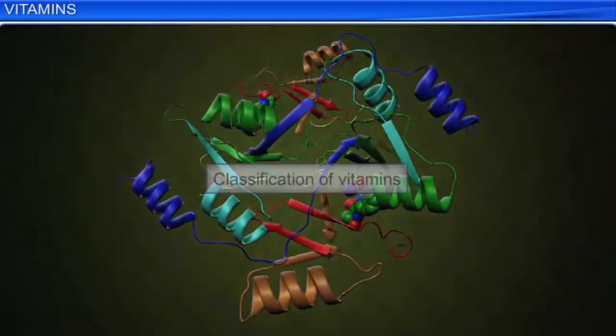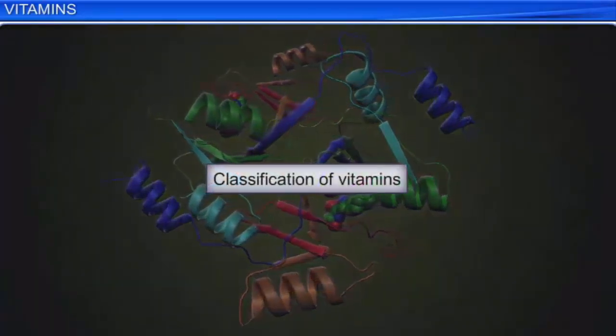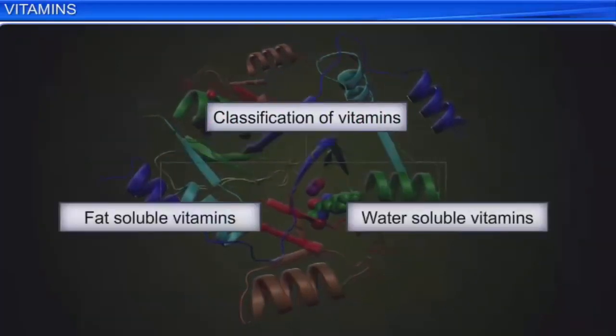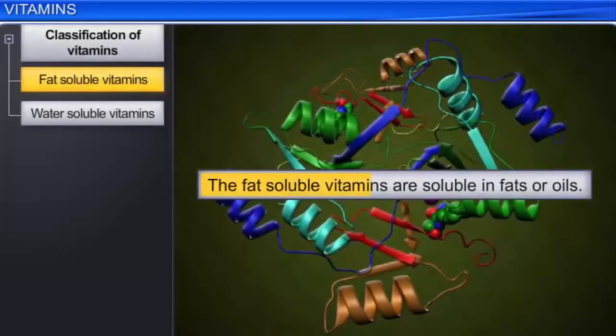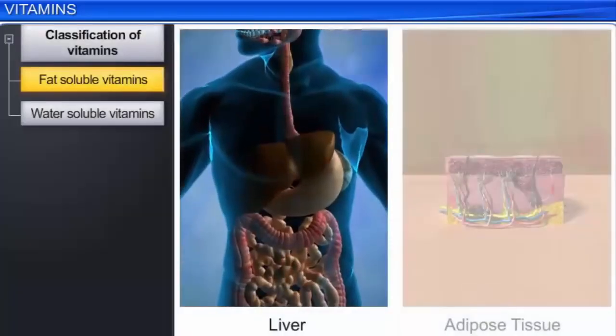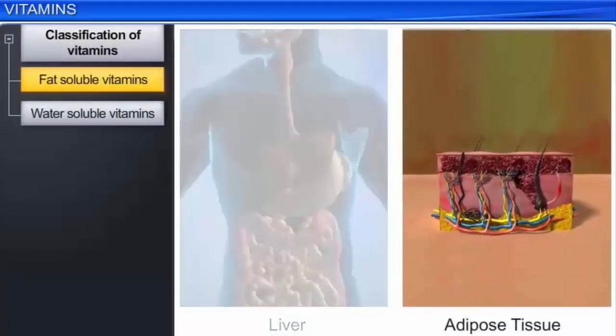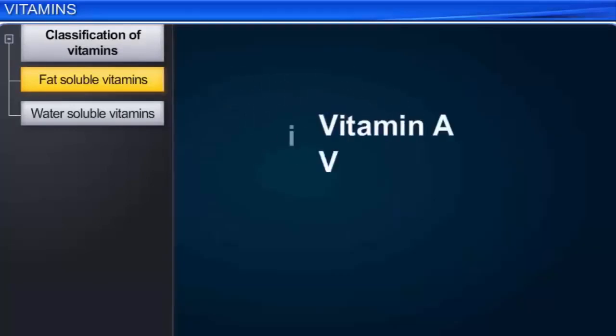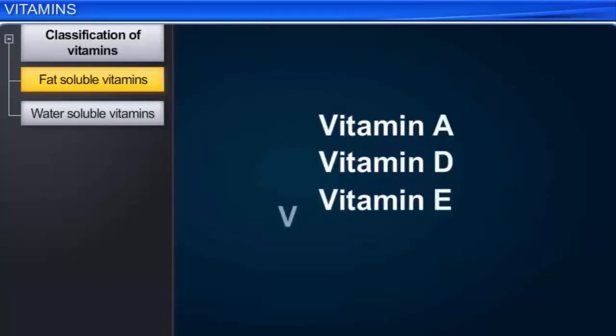Let us now look at the classification of vitamins on the basis of their solubility. Vitamins are typically classified into two groups based on their solubility in fat or water: fat-soluble vitamins and water-soluble vitamins. Fat-soluble vitamins are soluble in fats or oils. They are stored in the liver and adipose or fat-storing tissues. Vitamins A, D, E, and K are fat-soluble vitamins.